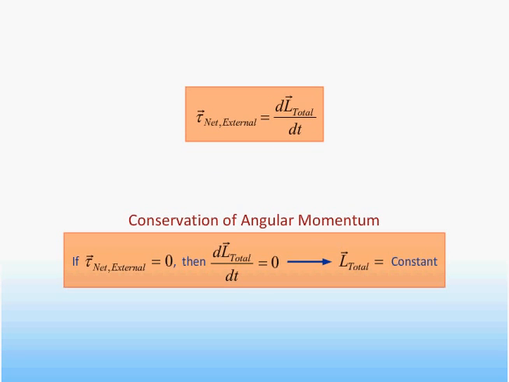Second, we use Newton's second law to obtain the important result that the sum of the external torques acting on a system is equal to the time rate of change of the angular momentum of the system. Consequently, if the sum of the external torques on a system is zero, the angular momentum of the system is conserved.